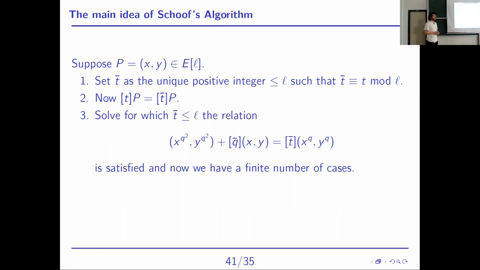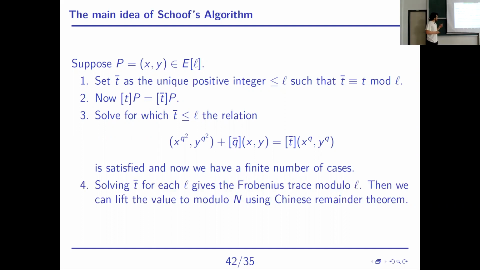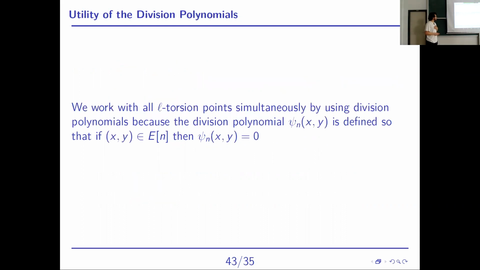Now we basically have to check for which T bar, greater than 0 and less than L minus 1, this equation is satisfied in order to get the value of the Frobenius trace modulo L. And then we lift for each L using the Chinese remainder theorem and get the trace modulo N.